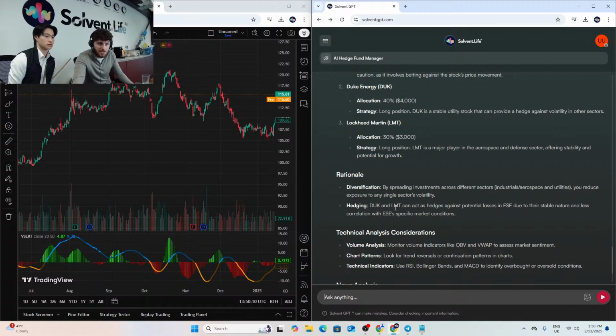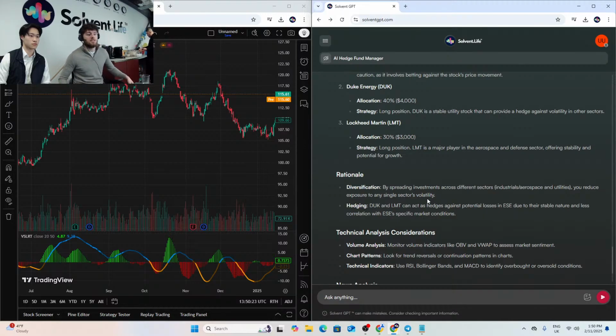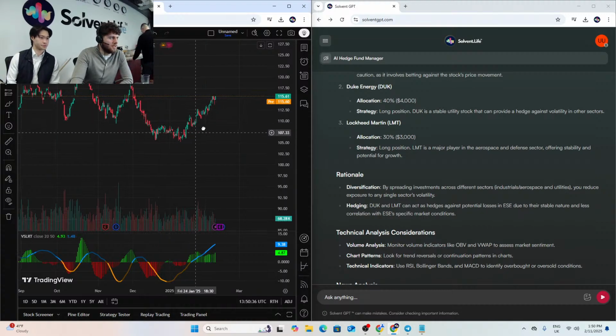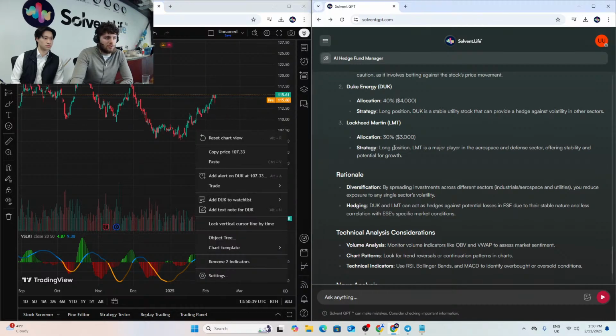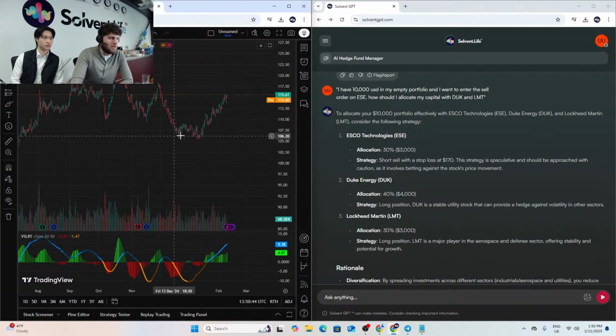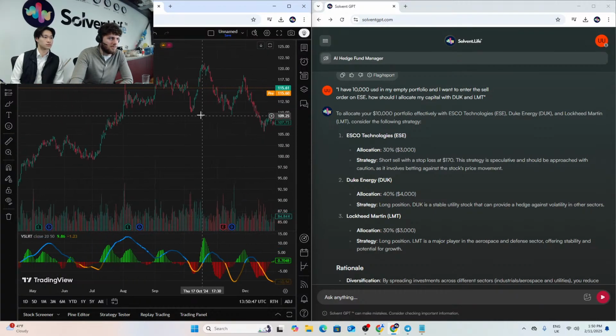Now, the rationale behind all of this: there's two reasons, diversification and hedging. Duke and Lockheed Martin can act as hedges against potential losses from ESE due to their stable nature and less correlation with specific market conditions. Diversification-wise, by spreading investments across different sectors, you reduce exposure to any single sector's volatility. Fantastic. So I'd say they're very sensible investments. ESE, of course, being a lot riskier, Duke Energy and Lockheed Martin being a lot more stable, a lot more reliable in terms of pricing.